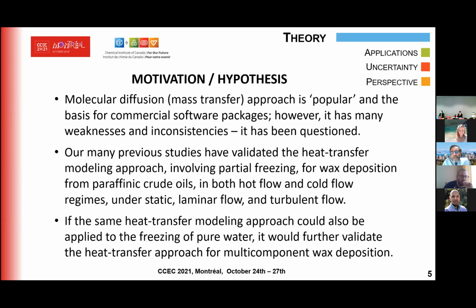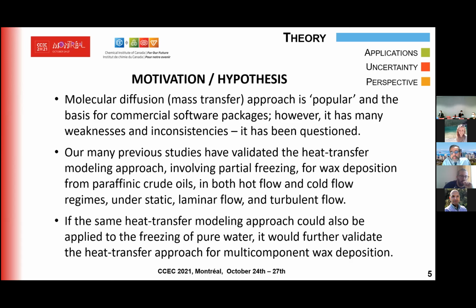Molecular diffusion or mass transfer is the popular approach. It is the basis for commercial software packages that are sold by companies like Schlumberger. However, it has many weaknesses and inconsistencies, and it has been questioned, and it is being questioned even more seriously now by several groups in Italy and Brazil, myself, and other places.